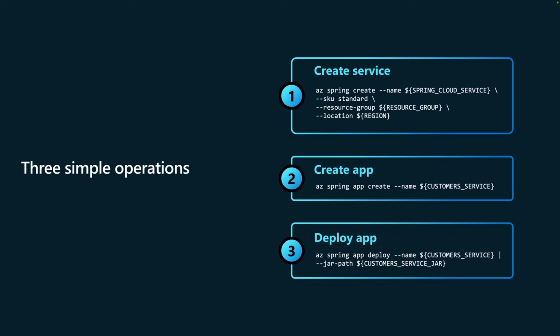First, you create an Azure Spring Apps instance with the first command. Second, you create an application within this service instance that you created. And third, you simply deploy the binaries that you built or the source code repository to Azure Spring Apps. Azure Spring Apps does all the hard work. All you need to do is point it in the right direction.